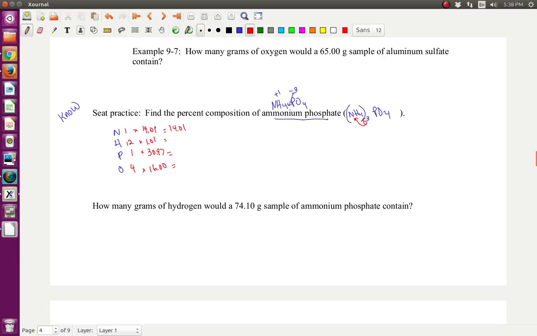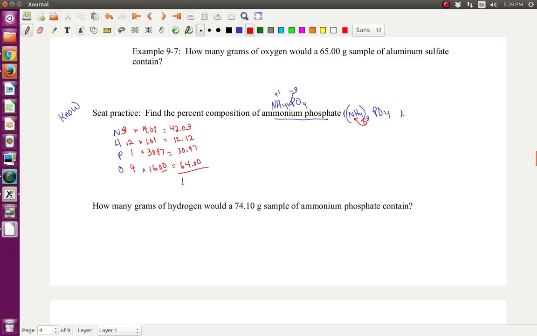14.01. Oh, sorry, we have 3 nitrogens. I wrote 1. We have 3 nitrogens. If y'all were in class, you probably would have yelled at me. So let me erase this and put the correct number. 3 times 14.01 is 42.03. There we go. And then 12.12, 30.97, and 64.00. I want 2 decimal places for the molar masses of either molecules or atoms.